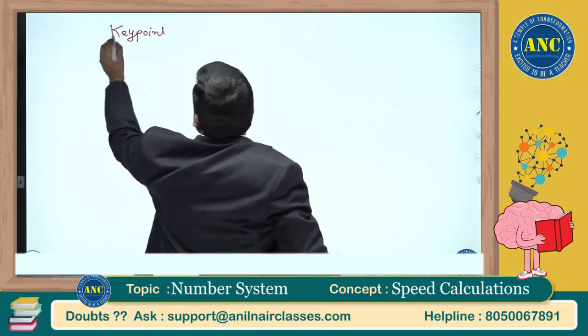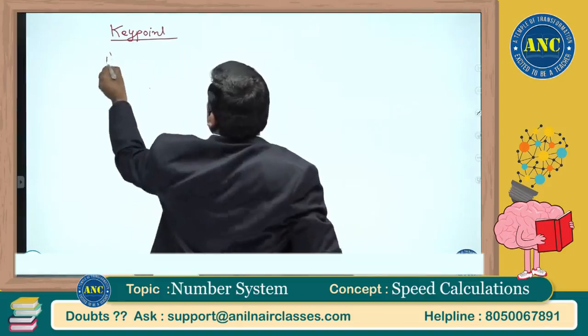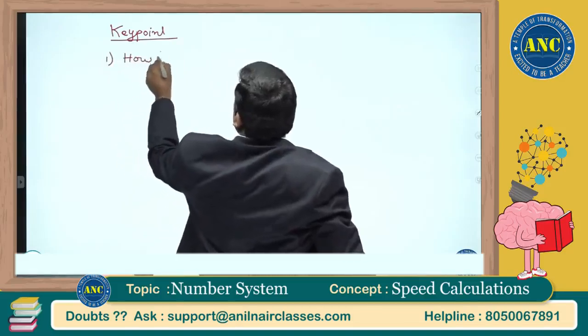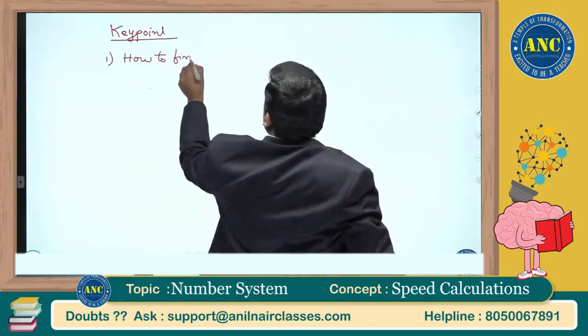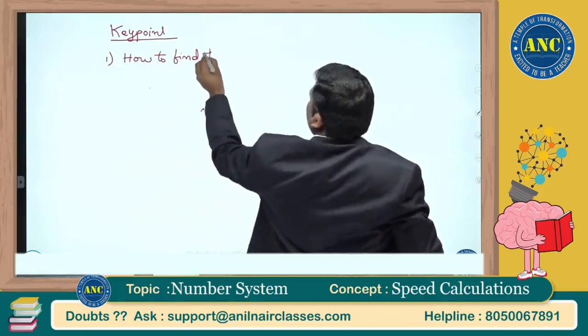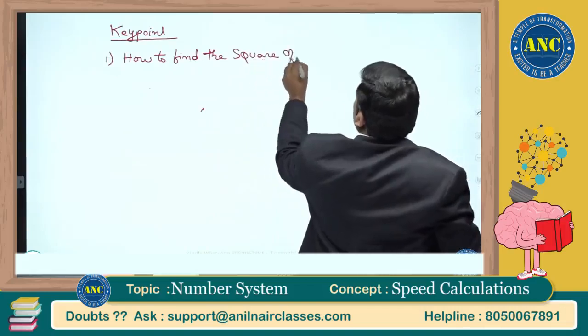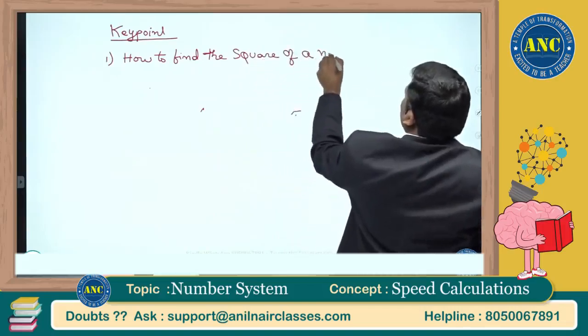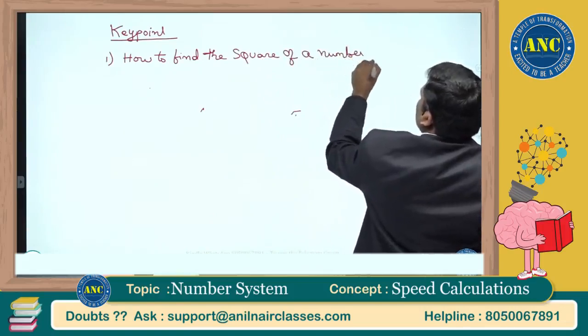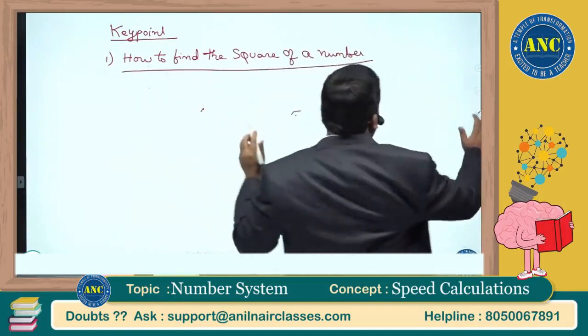Key point. First key point. How to find the square of a number. Finding the square of a number, there are multiple methods.